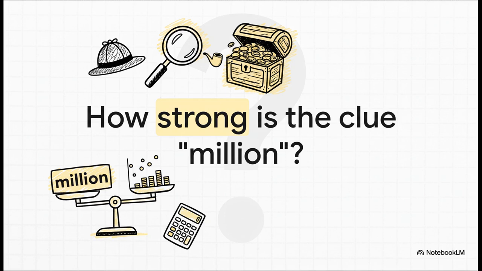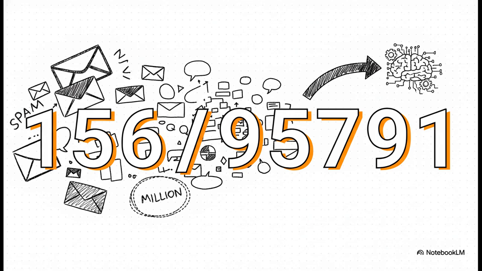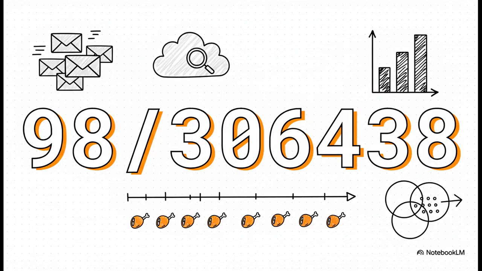Okay, let's say our suspicious email contains the word million. How much weight should our detective give this single clue? We can't just guess, we have to calculate its power based on past data. First, we look at our database of known spam emails. It turns out the word million appeared 156 times out of almost 96,000 total words. That gives it a certain frequency in spam. Then, we do the exact same thing for all of our good ham emails. Here, million is much rarer, appearing only 98 times in over 300,000 words. So we know it's way less common in legitimate messages.